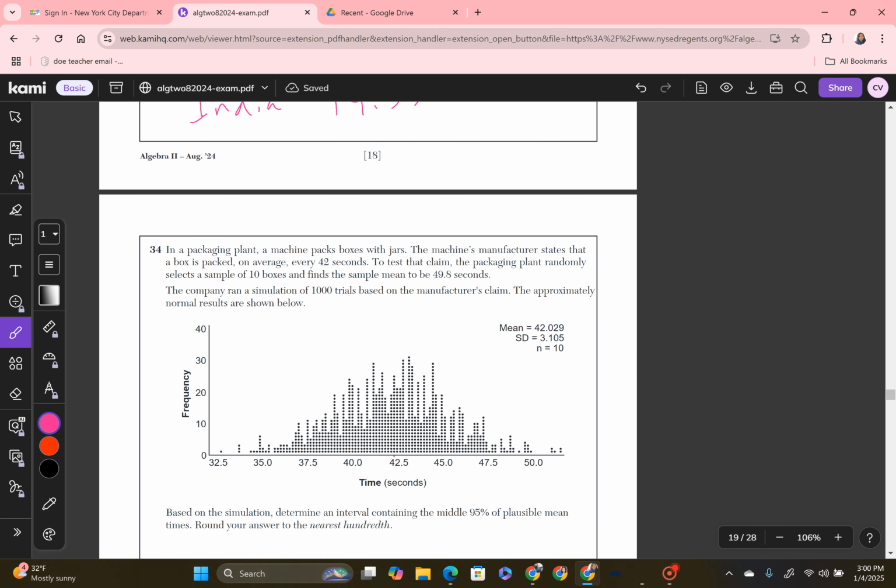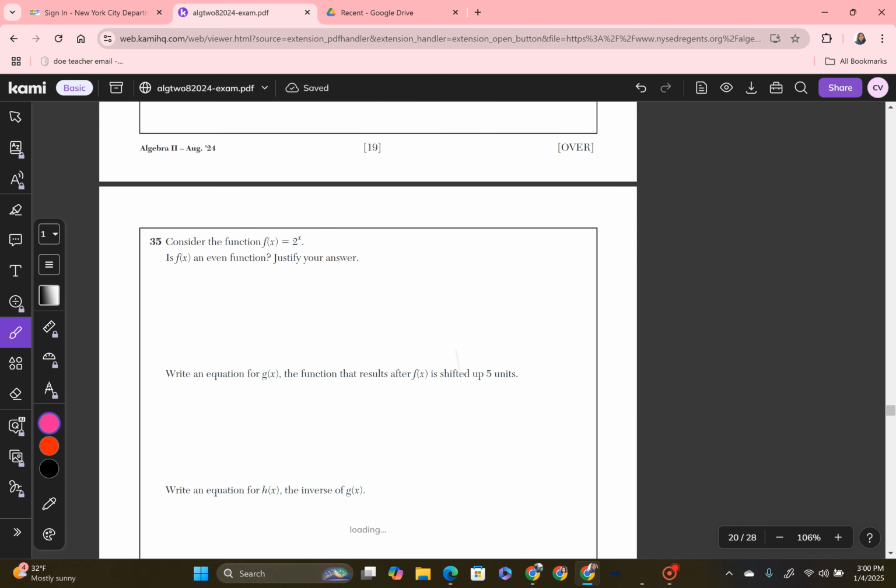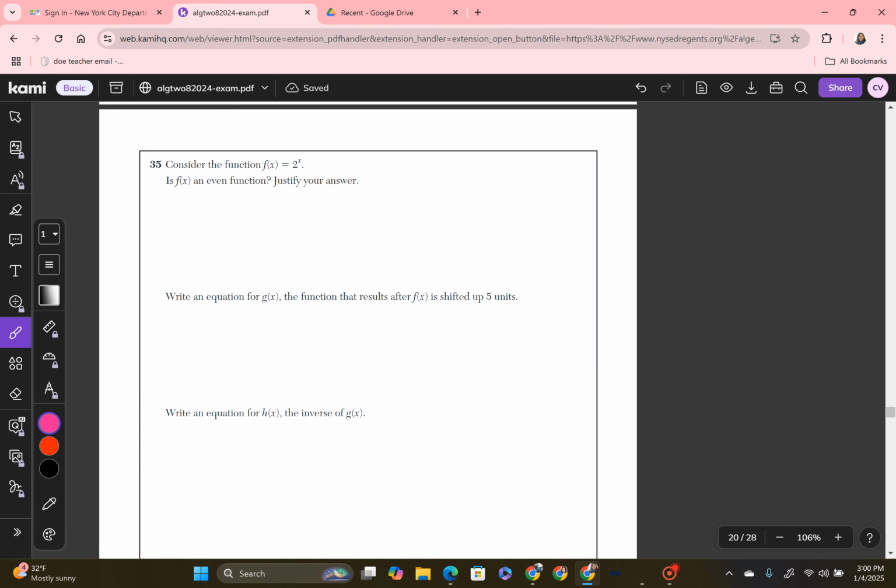Question 34, we have not touched this yet. This is not hard by any means, but we have not touched it. Question 35, we have done questions like this, so let's do it. Is f of x an even function? So how do we know what an even function is? Remember, even function is graphs that are symmetrical with respect to the y, meaning that if you fold it along the y-axis, they look exactly the same. That's what an even function is.